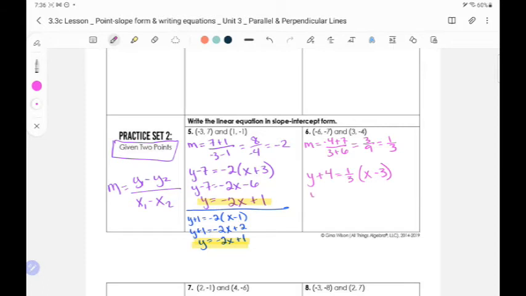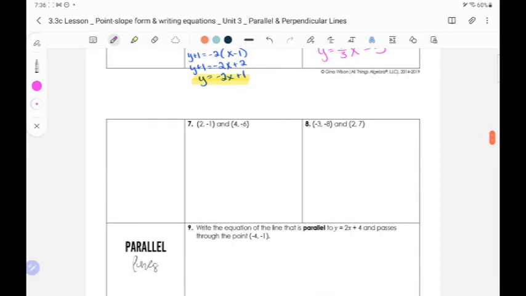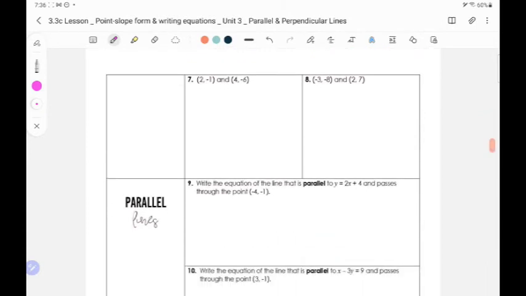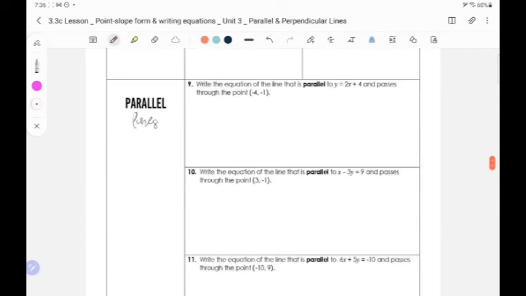So then I distribute 1/3 x, and 1/3 times 3 is just 1. Then I need to subtract 4 on both sides, and I am left with 1/3 x minus 5. I am going to leave number 7 and 8 for you to try on your own and jump down to the next section, parallel lines.